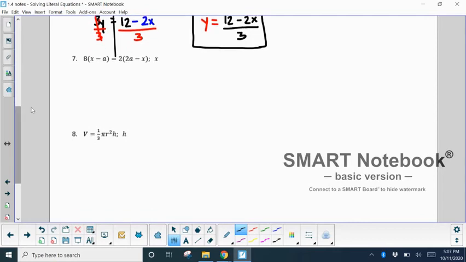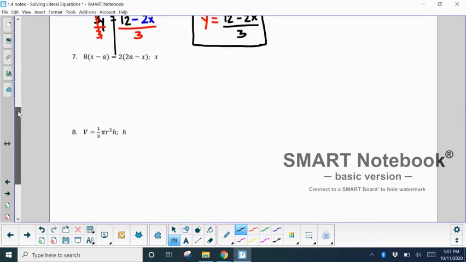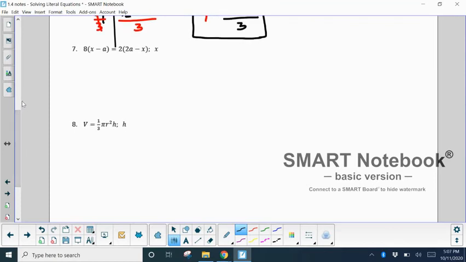I would say you guys could try number 7 on your own. I'm going to skip that one and do number 8, and then I'll have you go back and try 7 after I finish number 8. So number 8, this is the volume of a cone formula. The volume of a cone is 1/3 pi times the radius squared times the height.